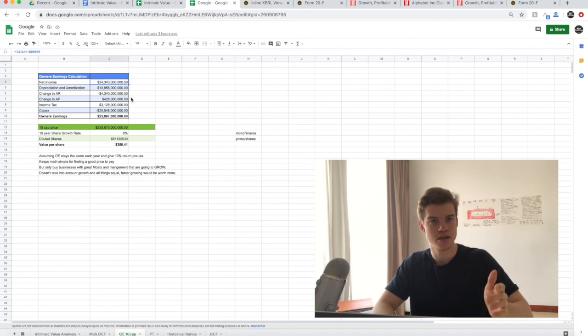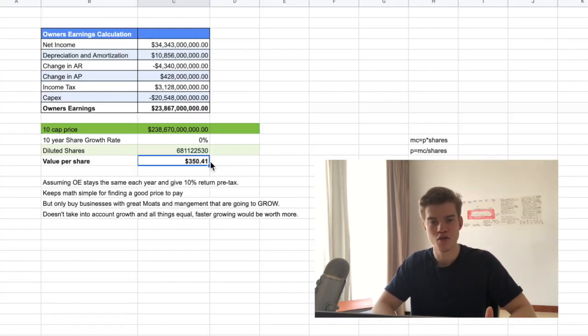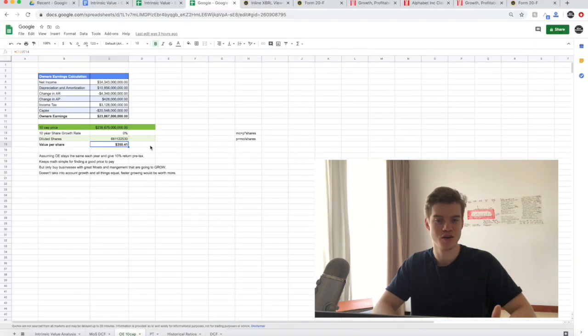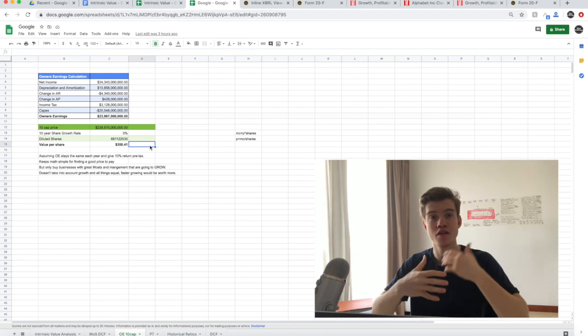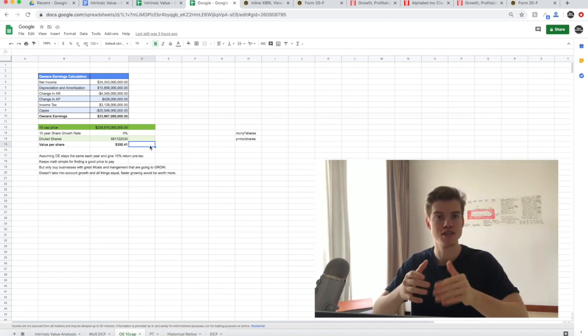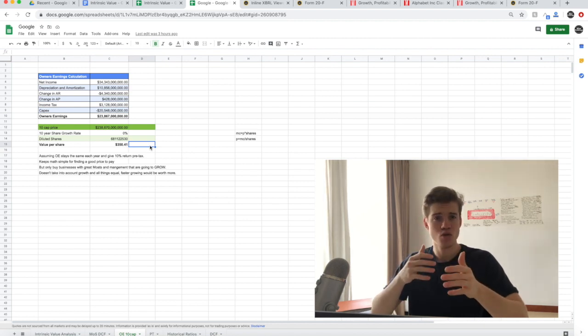I did the same process that I just showed you with AB InBev. Their value per share today based on their owner's earnings is extremely low. It's around $350 today. Companies like Google and these tech companies do have a lot of their valuation based on their future growth, because the growth is so important for these companies because they grow so fast. A method like owner's earnings wouldn't work very well for high growth companies. It would work more for stable companies that don't grow as fast.